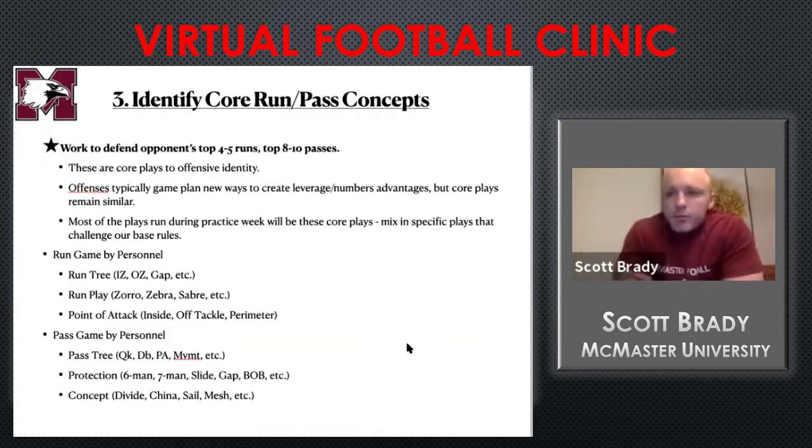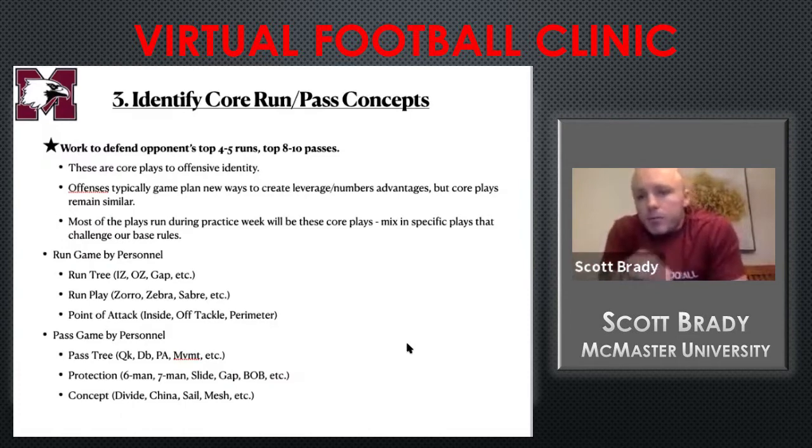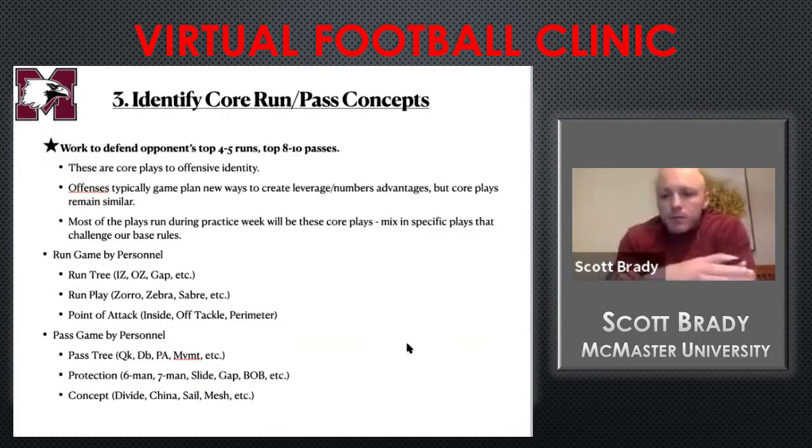Then we'll look at the specific run plays they're doing. So like Zorro is a zone read for us. Zebra is inside zone with somebody actually blocking the backside end. Saber's like a split zone play where the fullback's coming back across the formation to block the backside end. And one of the big ones for us is breaking down the point of attack. Really, that's the biggest one for us in breaking down the run game. Where are they trying to hit the ball along the front out of each formation or personnel grouping?